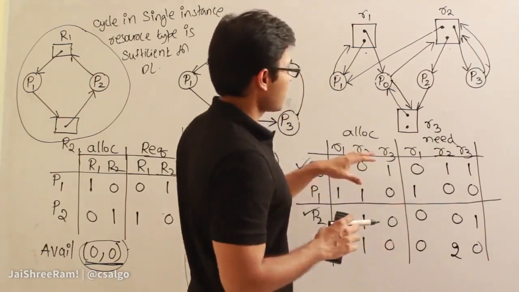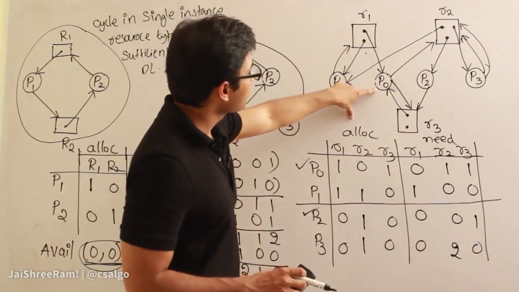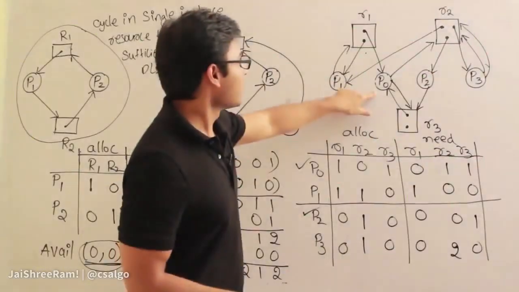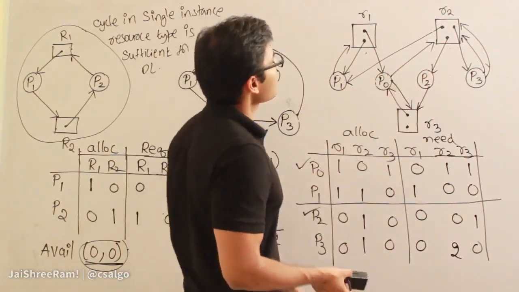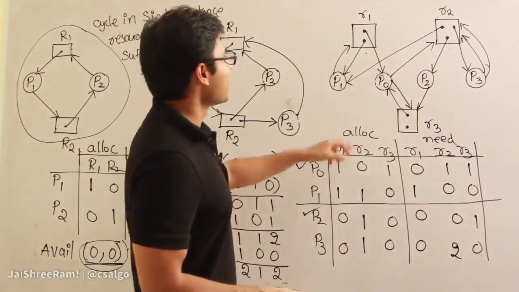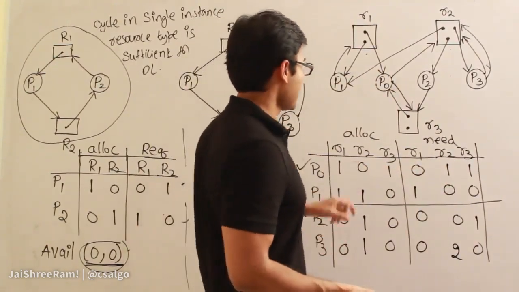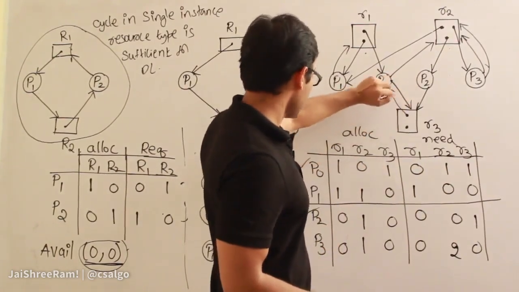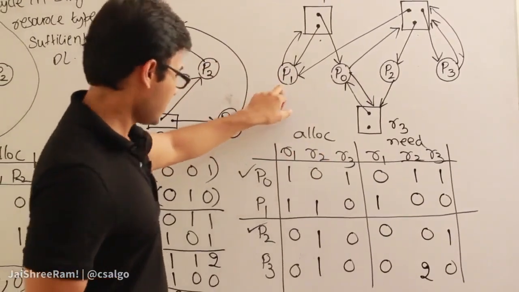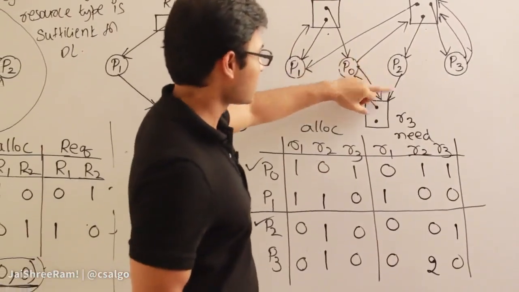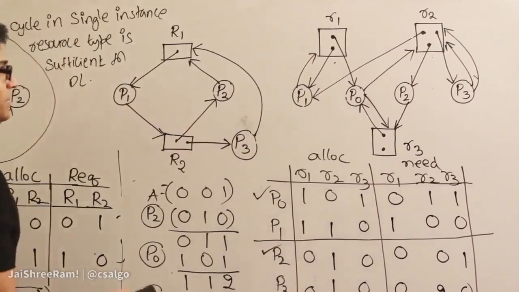You have to find out the need of each process by seeing the outgoing edges. Let's see the need of P0. P0 needs one instance of R2 and one instance of R3. And similarly, P1 requires one instance of R1, that's it, good. And then P2 requires one instance of R3, fine. And P3 requires two instances of R2. Yes, everything is right.